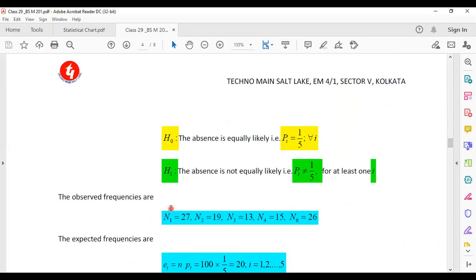The observed frequencies, just as before, I'm denoting by capital Ni. From the chart, we can tabulate all the observed frequencies as follows. N1 is 27, N2 is 19, N3 is 13, N4 is 15, N5 is 26. All these values are given. The expected frequency, as you know, in this goodness of fit test: the number of persons gives you the number of observations. 100 students were there, so 100 is the number of observations. And the specific value of these probabilities is 1 by 5.